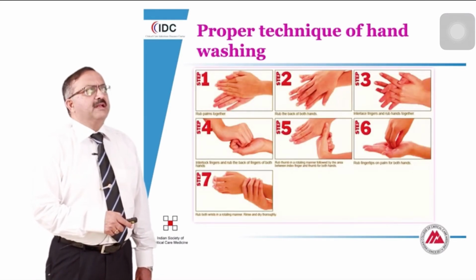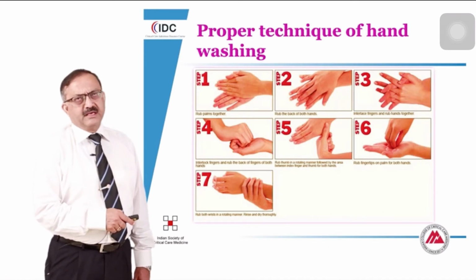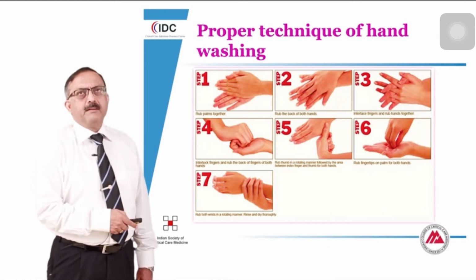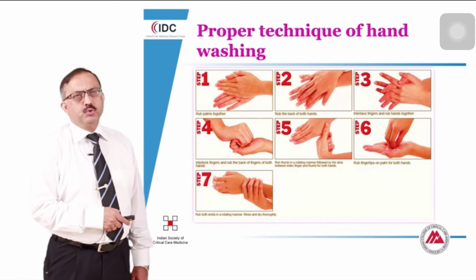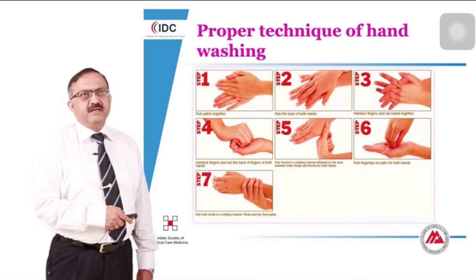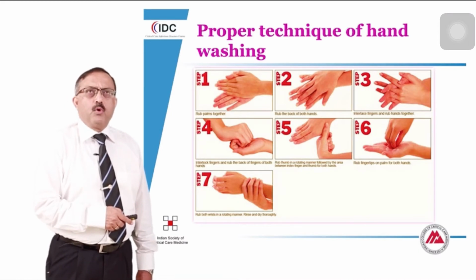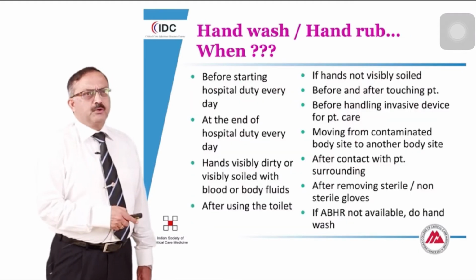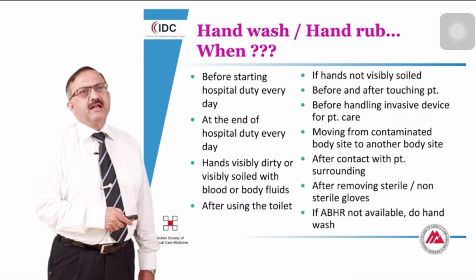This is the proper technique of hand washing, which I think the diagram very graphically shows you: how the palms, the back of the hand, the thumb and the wrists all have to be thoroughly washed before you proceed with gloving your hand or doing a procedure. These are the situations where you undertake a hand wash and a hand rub.